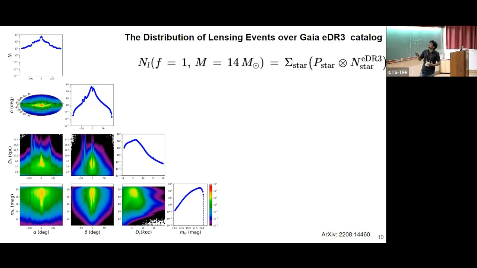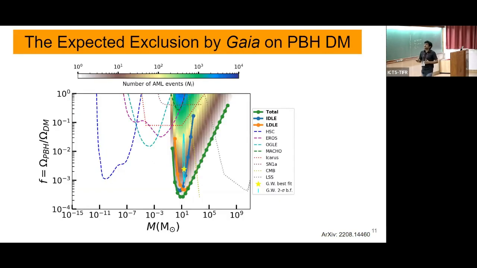This is just an example for 14 solar mass, assuming all the dark matter is PBH. But we scan over all the fractions and all the possible masses of the PBHs, and we get a sensitivity curve of Gaia for the detection of PBHs through astrometric microlensing. You can see that Gaia can actually observe thousands of trajectories that will be bent by the PBHs if you assume that all of the dark matter is PBH. And the maximum sensitivity lies around tens of solar mass.